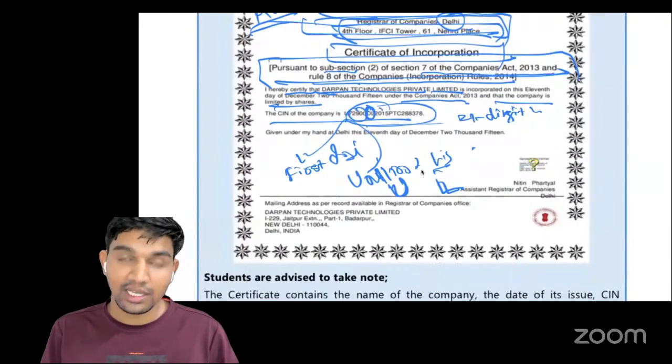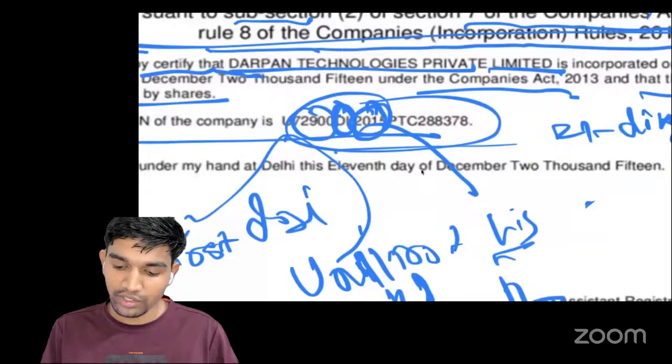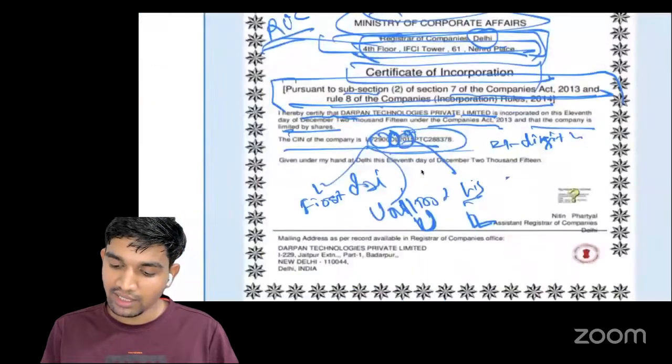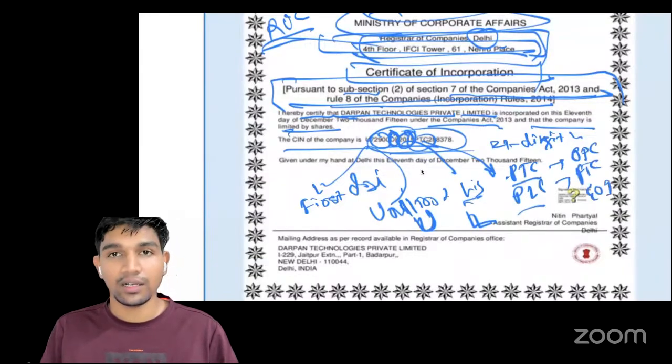After this is the year of incorporation. These 4 digits will be the year of incorporation. And then the three alphabets will be PTC for private limited company, PLC for public limited company, OPC for one person company, FTC for foreign company, and GOI for government company.